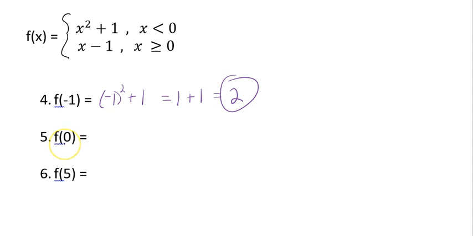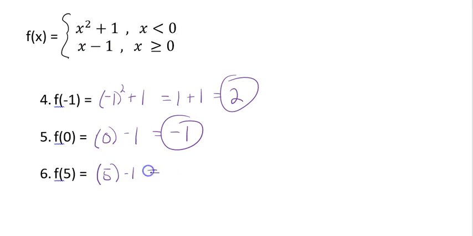Number 5, I'm plugging in 0. So where does 0 fall? The bottom one is x greater than or equal to 0. So that is the one that I'm looking at. I have to plug it into x minus 1. So I plug in 0 minus 1, and I get negative 1. And then finally 5. 5 is greater than 0. Again, that's the bottom, so I'm only plugging into the bottom equation. 5 minus 1, and I get 4.